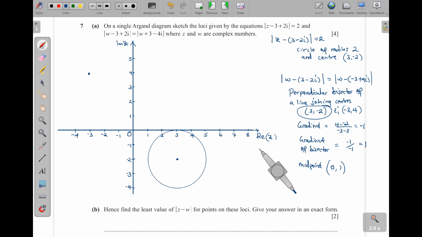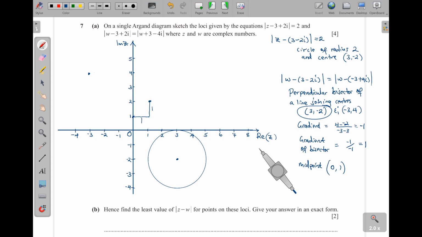Now we are supposed to draw a perpendicular bisector which passes through the midpoint, which is 0, 1. So 0, 1, which is here. So this is a line that is actually joining these 2 centers, but the perpendicular bisector is the one that is passing through here. Okay, so now we are going to draw the line. I mean, the gradient is 1. That means I can move a unit here and also a unit up here. You get it? I will have another point here.